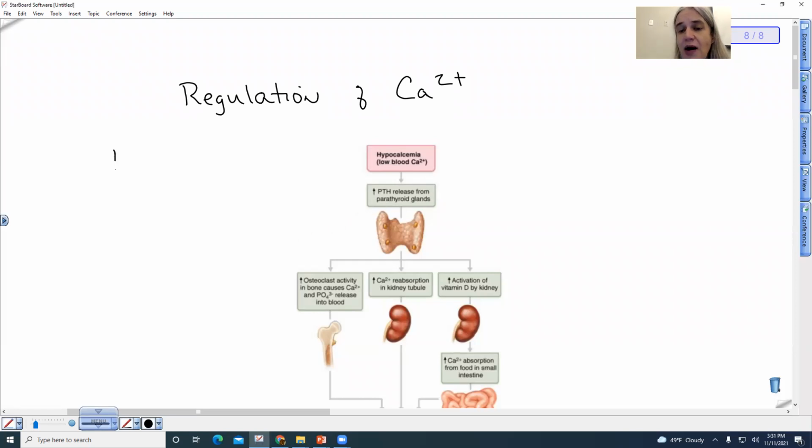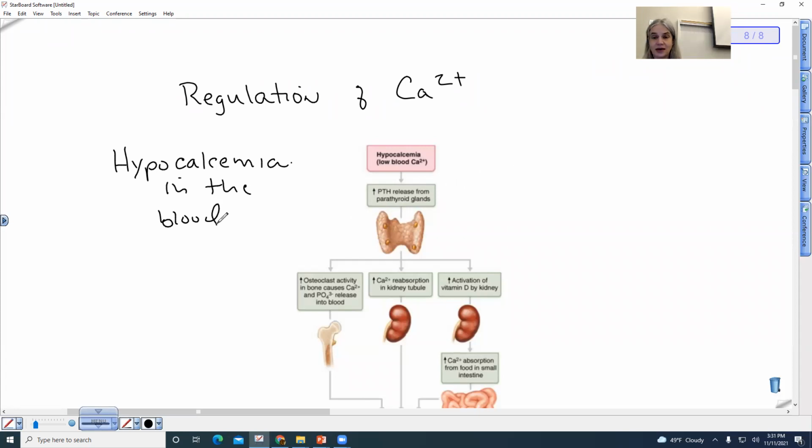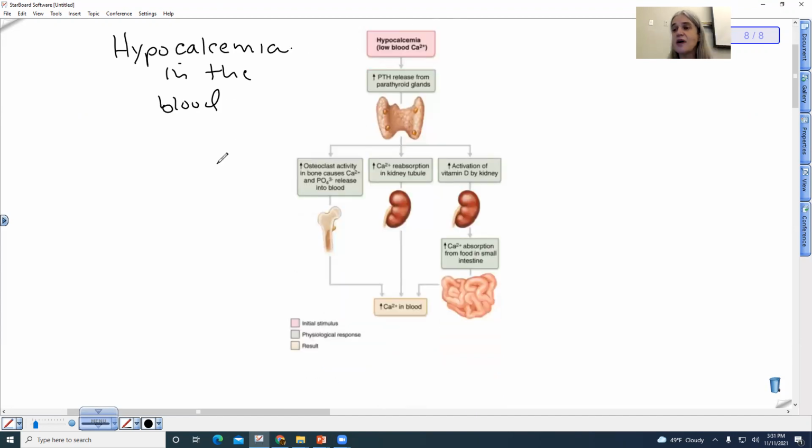So we're talking about hypocalcemia in the blood. So this is the compartment that has the most amount of calcium. Hypo means low levels of calcium. We have the ability to detect that calcium in our bodies and then respond to it. So the control center that releases it is the parathyroid gland. So this is under hormonal control.